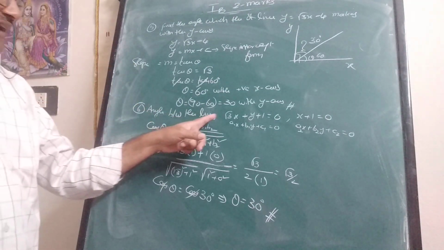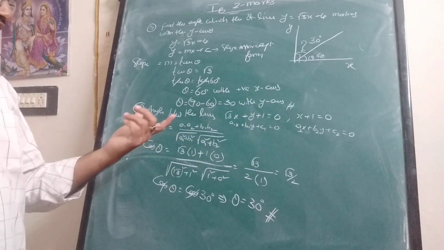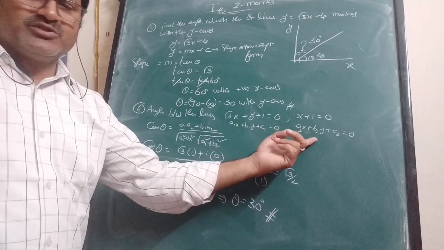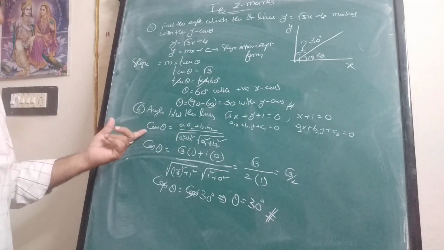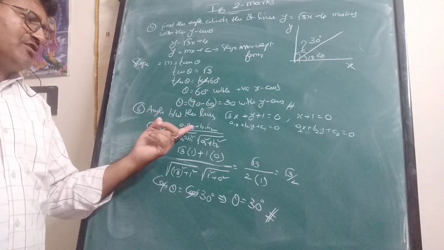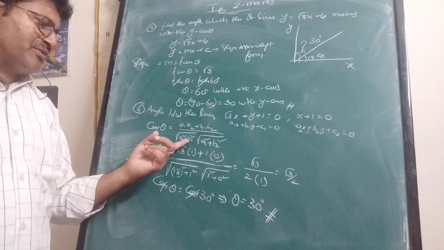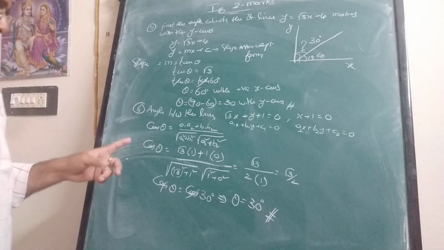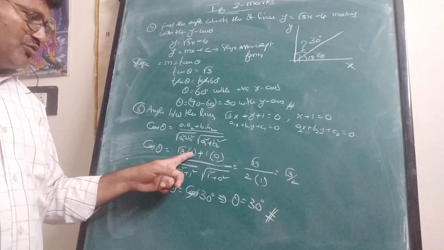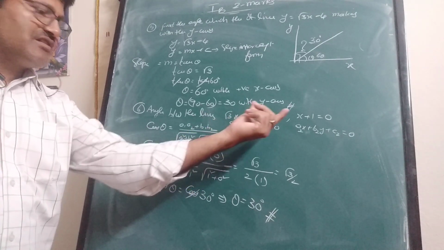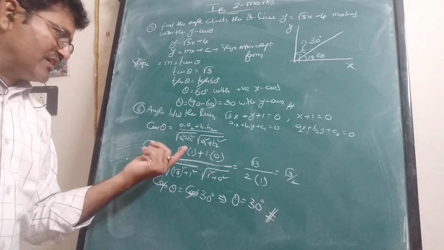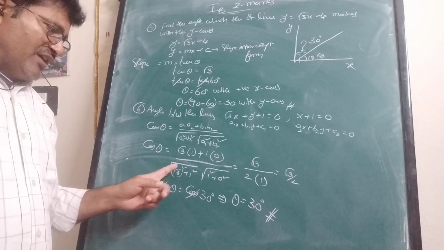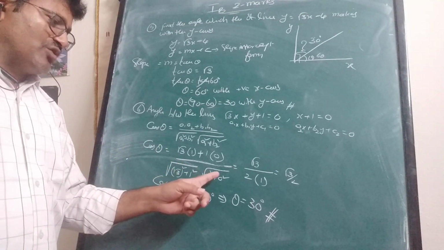Angle between the lines, this and this. First of all, you have to take a1 x plus b1 y plus c1 equal to 0, a2 x plus b2 y plus c2 equal to 0. And cos theta is equal to a1 a2 plus b1 b2 by under root a1 square plus b1 square under root a2 square plus b2 square, is the formula for cos theta. Cos theta is equal to root 3 into 1 plus 1 into 0. If you compare these values, you will get the coefficients and go for substitution. Root over root 3 whole square plus 1 square. Root 1 square plus 0 square.